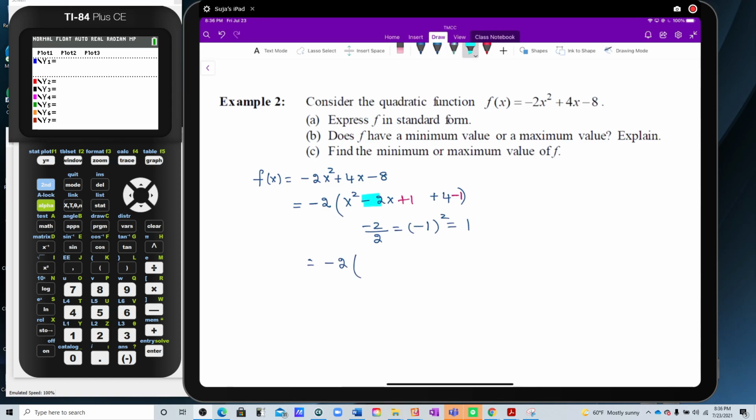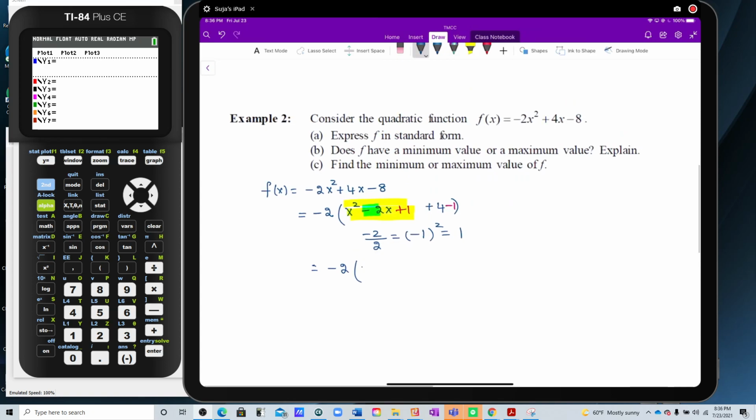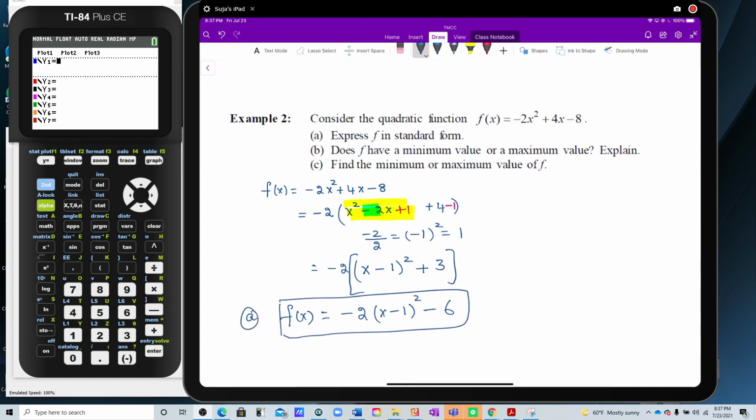This quantity, x squared minus 2x plus 1, is a perfect square, which becomes x minus 1 the whole squared, but I have a -2 there, plus 4 minus 1, which would be 3. Now distribute the -2, so it becomes -2 times (x minus 1) the whole squared, and -2 times +3 would be -6. So this is the answer for A, that is, the function is written in standard form.